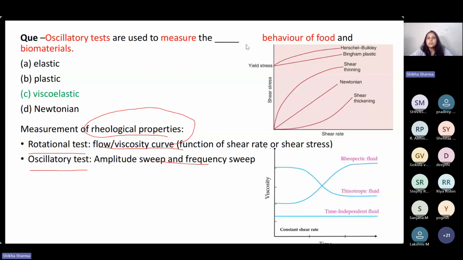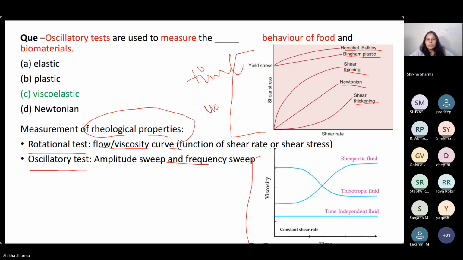So the behavior shown by these two graphs is basically the behavior of the food. It can be Newtonian, it can be non-Newtonian. It can be shear thinning, shear thickening, or Bingham plastic, or Herschel-Bulkley. These are the time independent fluid behaviors. And this one is the time dependent, which is thixotropic and rheopectic.